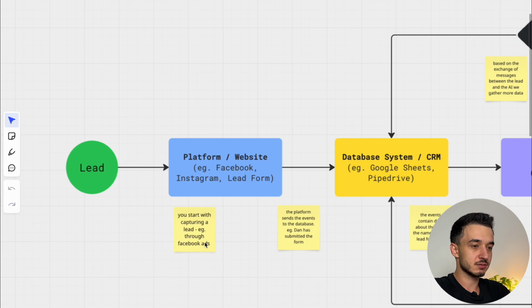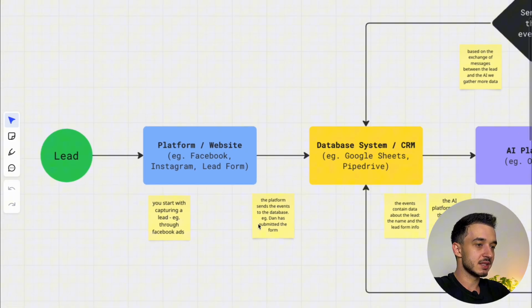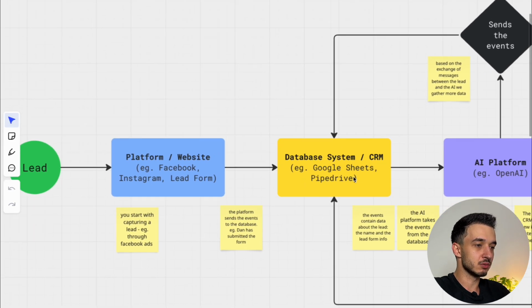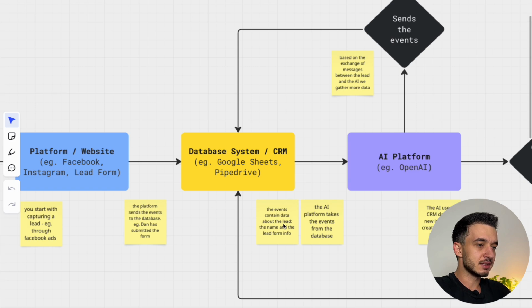Okay, you start with capturing a lead, for example, through Facebook ads on your platform. The platform can be any social media platform or it can be your website. Then the platform sends the events to your database. Your database can be Google Sheets or any CRM like Pipedrive. The event contains data about the lead, the name and the lead info form, and also data that's already in your CRM.